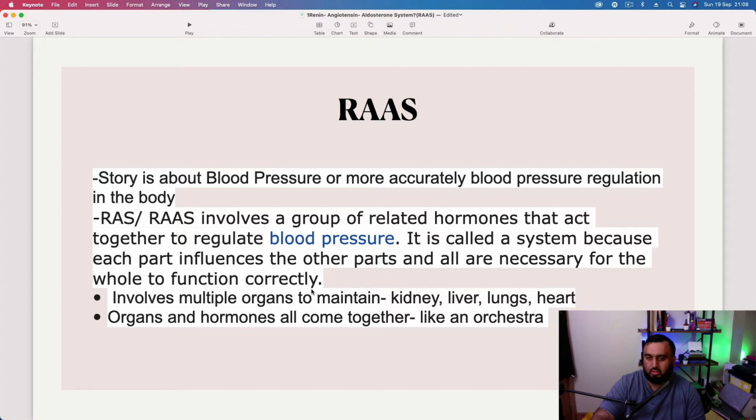So the Renin Angiotensin Aldosterone system is basically a story about blood pressure, or more accurately, about blood pressure regulation in the body. It involves a group of hormones that act together to regulate blood pressure, and it's called a system because each part influences other parts, and they are all necessary for the system to function properly. It involves multiple organs: the kidney, liver, lungs, heart, and all the organs and hormones come together, a bit like an orchestra, to carry out the desired effect.